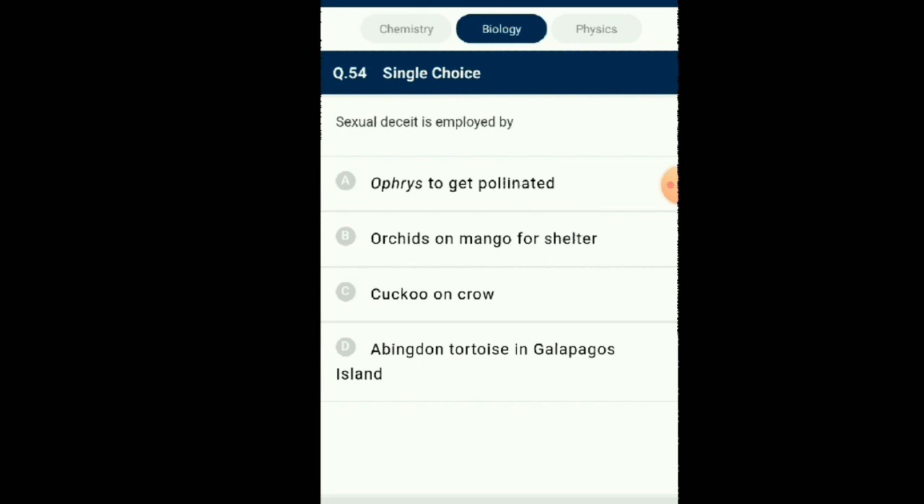The male bee perceives it as a female and pseudo-copulates with the flower. In that process, it pollinates the flower. It shows an example of co-extinction and co-evolution. So the answer for this question is option A. Ovaries to get pollinated.